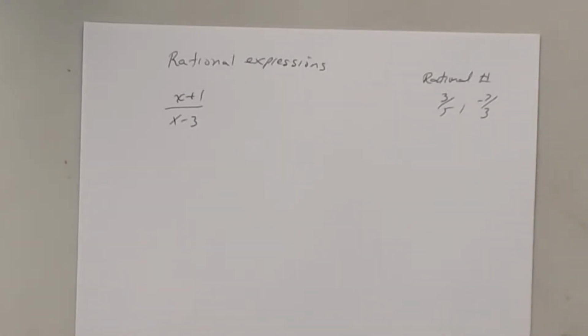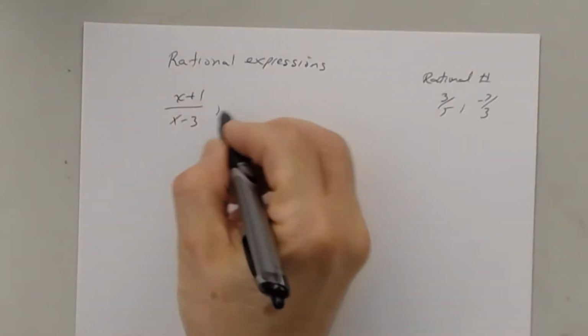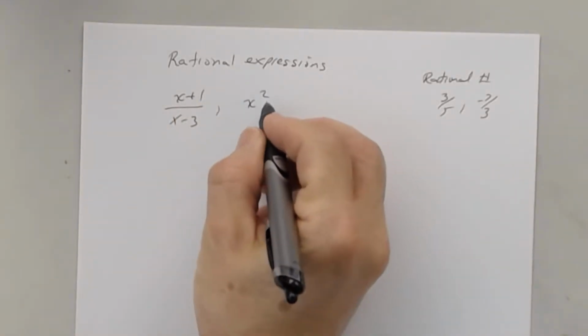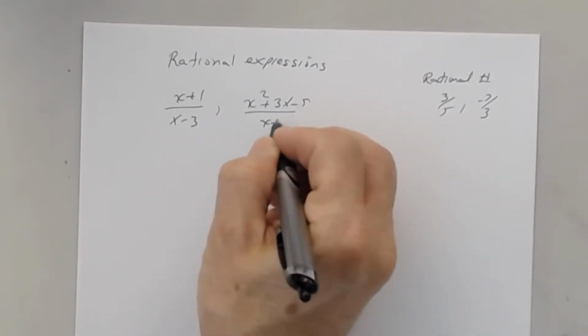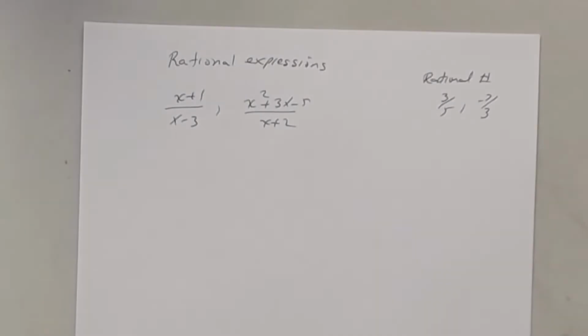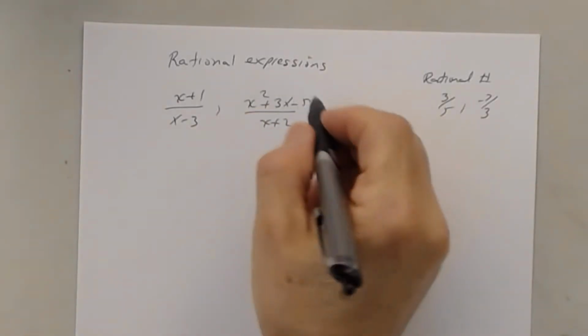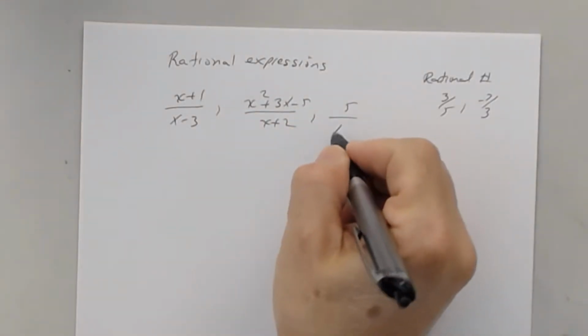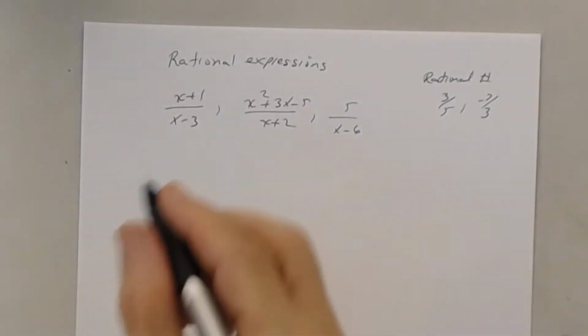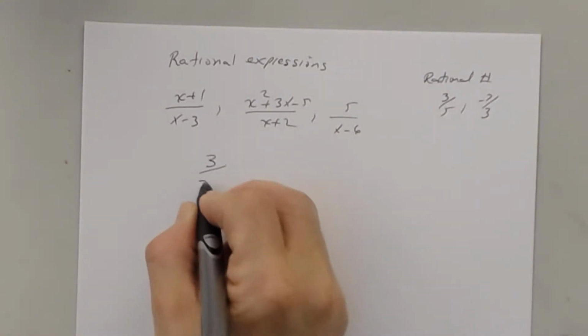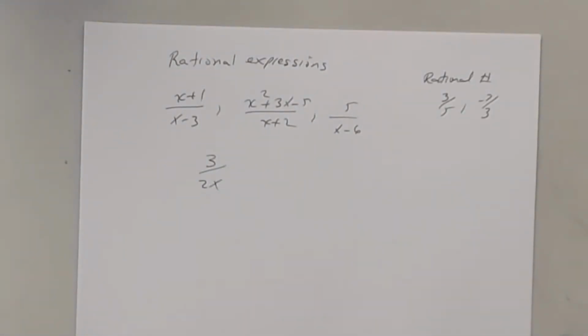I have a fraction. There are variables involved. X squared plus 3x minus 5 divided by x plus 2. Rational expression. 5 divided by x minus 6. Rational expression. 3 divided by 2x. That's a rational expression.